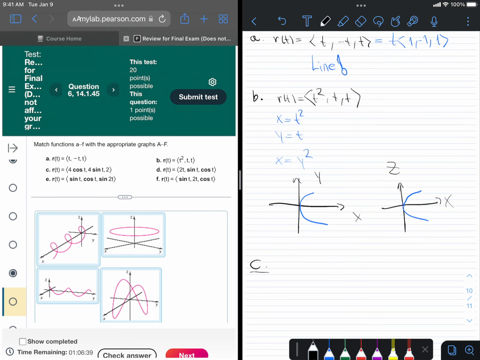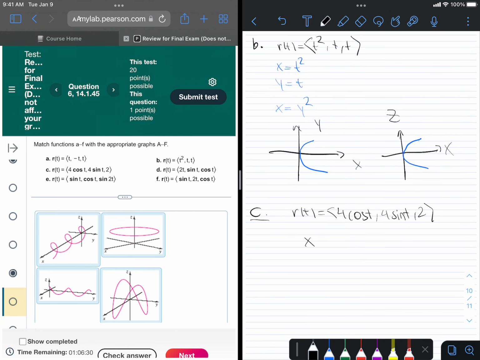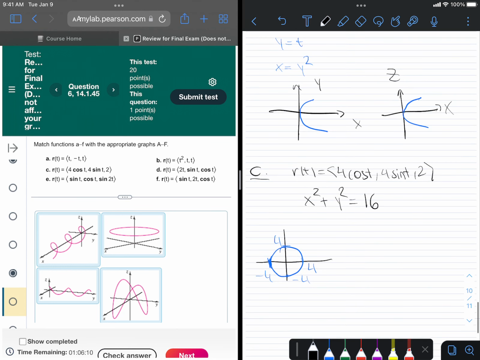C is r of t equal to (4 cosine t, 4 sine t, 2). That is clearly a circle. If you square x plus square y, that is 16 cosine squared plus 16 sine squared, which is 16. So that is a circle in the xy direction with radius 4, and the height z is constant and equal to 2.